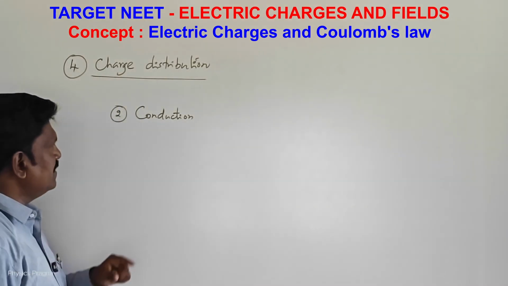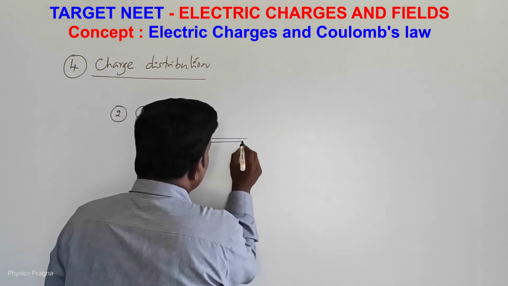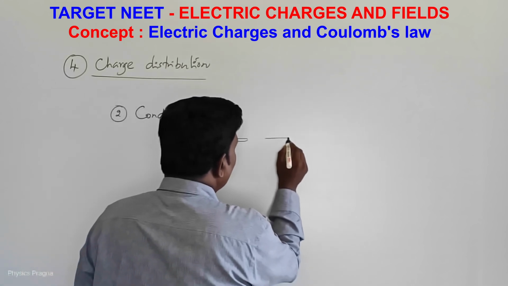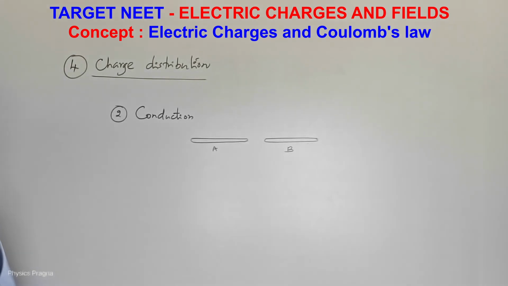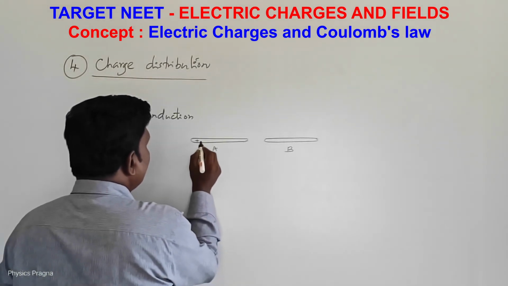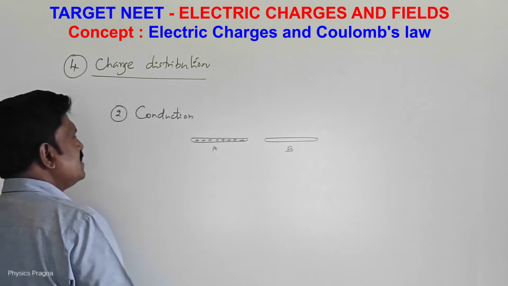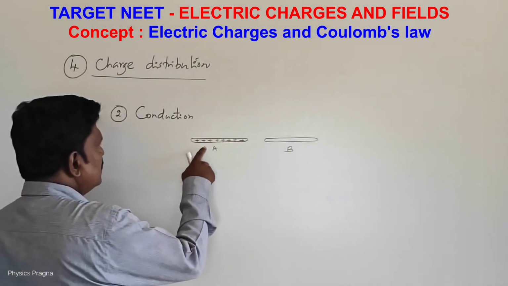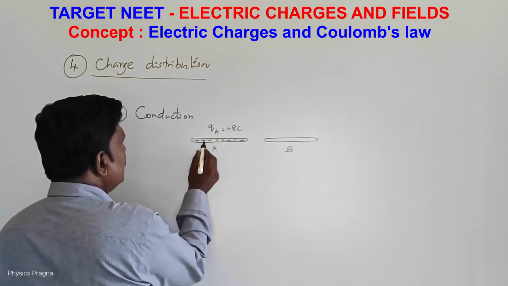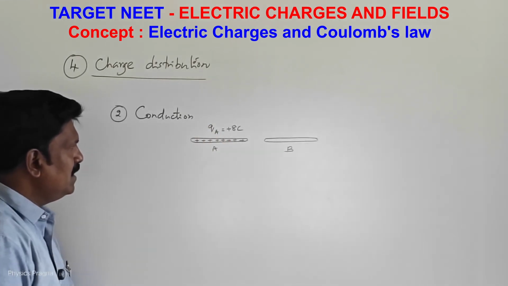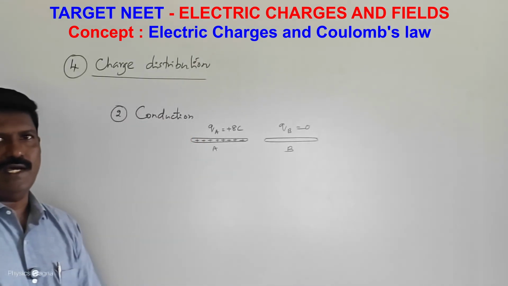Let us take conduction. In conduction, this body I have taken is body A. This is another body I have taken, body B. Two bodies I have taken. This body I have given some positive charge. So 8 positive charges I have given. So the charge on A is equal to plus 8 coulomb. 1, 2, 3, 4, 5, 6, 7, 8 coulombs. Here in the initial stage, B carries no charge.